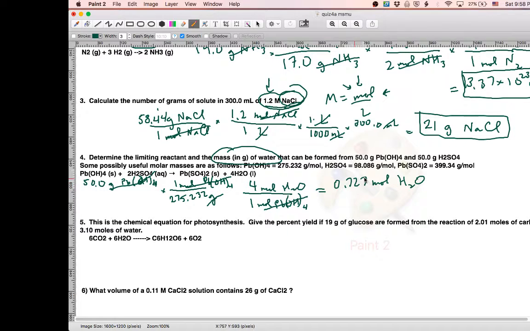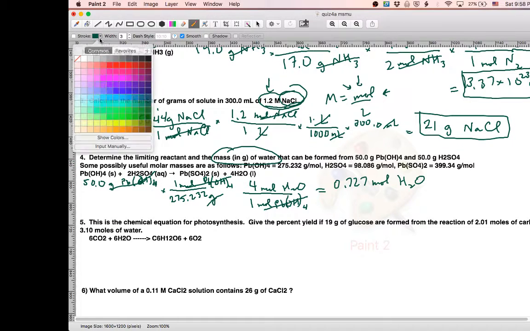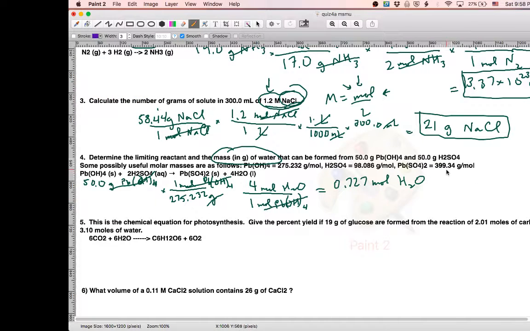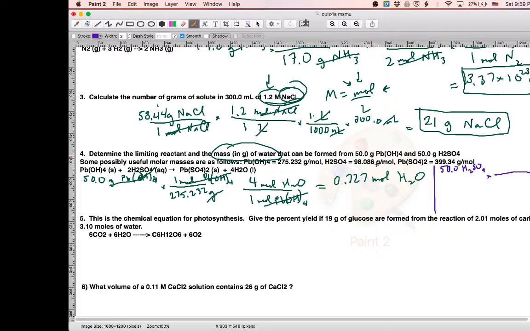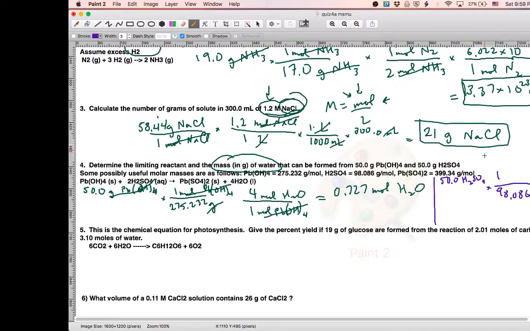Right? Now let's do that same problem with 50 grams of H2SO4, which is this reactant. Okay? Change colors just to make this a little neater. So, 50 grams of H2SO4, and I convert this to moles. H2SO4, it's 98.086 grams in one mole. One mole of H2SO4. Grams cancel, this is supposed to be grams, sorry about that.